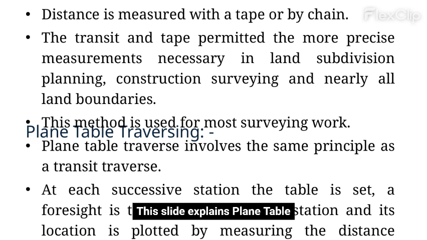This slide explains plane table traversing, which follows the same principle as a transit traverse. At each station, the table is set, a foresight is taken to the next station, and its location is plotted by measuring the distance, similar to the radiation method. It also describes transit and tape traversing, where angles are measured with a transit or theodolite, and distance is measured with a tape or chain.